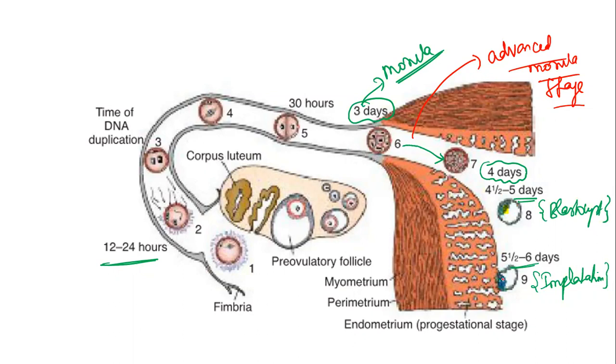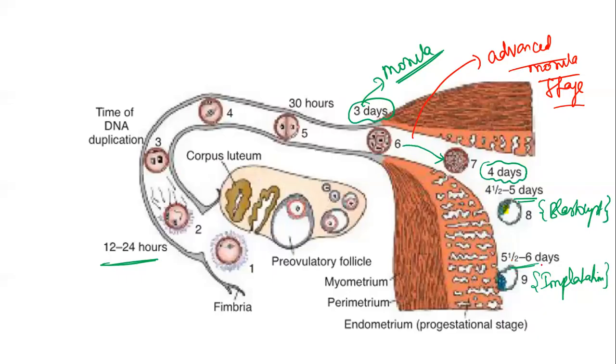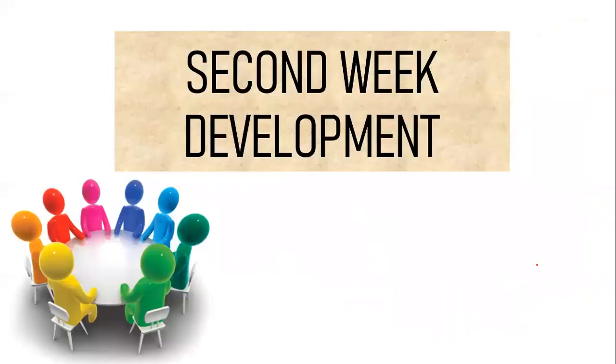Now what you have to know, before we start off with the second week of development, is that this implantation initially is very weak, right? It has just got a minimum adherence. As the days progress, the strength of implantation is going to be more. With that, let us get into the second week of development. About 5.5 to 6 to 7 days, the fertilization and the first week of development is done. So now, second week development.